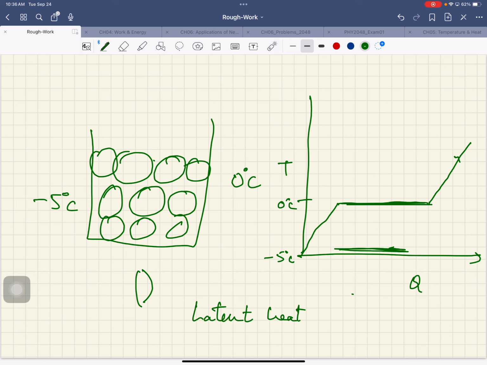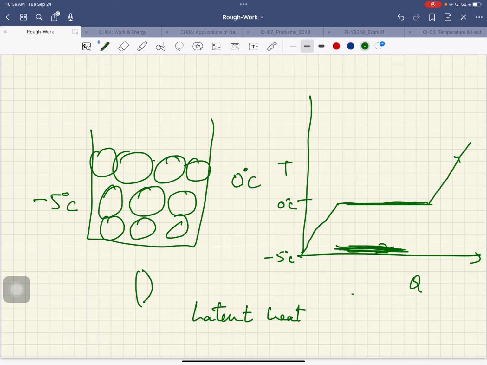Did you guys understand that? Which part is the latent heat? The part that didn't go into raising the temperature. It's the heat that goes into melting the ice. Okay, so temperature measures the kinetic energy of the molecules. So you added all this heat, and the molecules are not getting faster. So where did that heat go? It went into breaking the bonds of the solid.